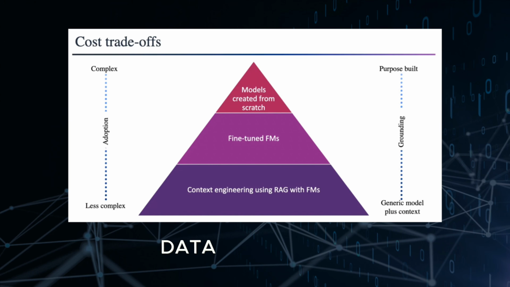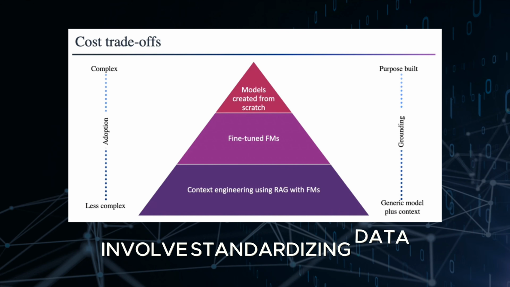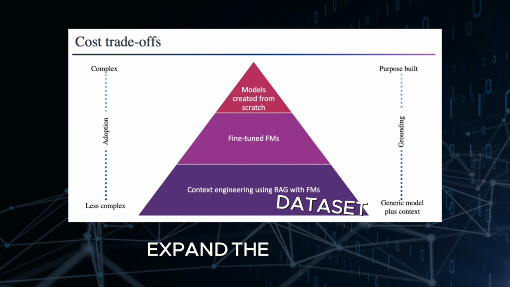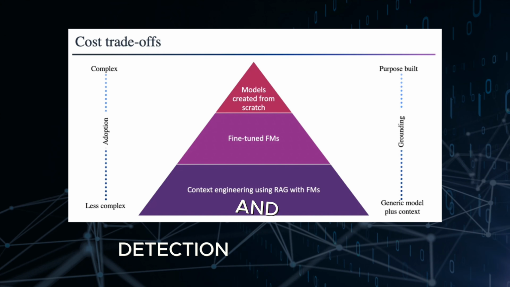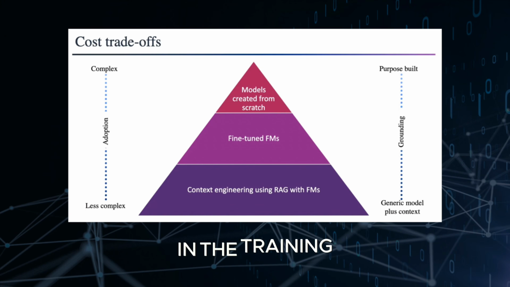Now let's take a look at data quality and pre-processing. So data cleaning would involve removing inconsistencies, data normalization would involve standardizing data formats and scales, and then we do feature engineering and then data augmentation where we expand the dataset, and then bias detection and mitigation, so identifying and addressing potential biases in the training data.